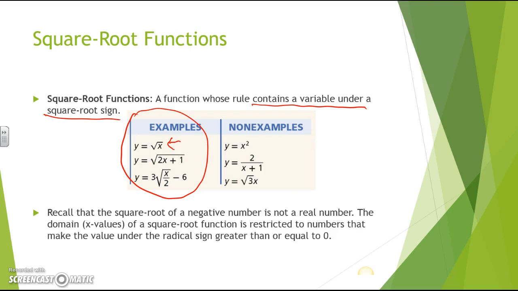Something else to make note of is that when you recall that the square root of a negative number is not a real number, the domain x values of a square root function is restricted to numbers that make the value under the radical sign greater than or equal to 0. So remember, you cannot have, for instance, a negative 3x under the radical sign because you cannot have negative numbers under your radical sign. And that's pretty much what this bullet point is saying right here.